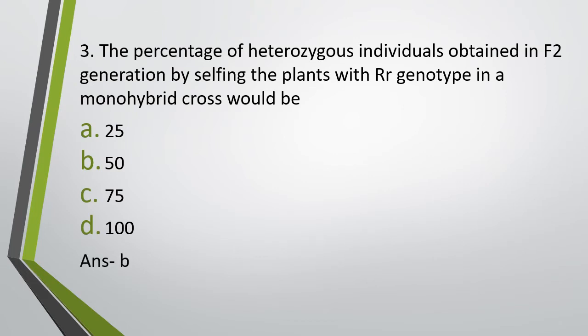Now in the F2 generation, the genotypic ratio would come out as 1:2:1, where the 1 stands for capital R capital R, 2 stands for capital R small r, and the next one stands for small r small r. So the number of plants with genotype capital R small r would be 50%.